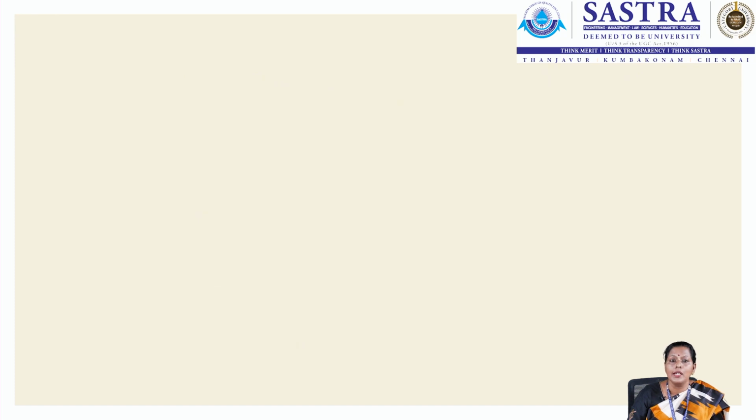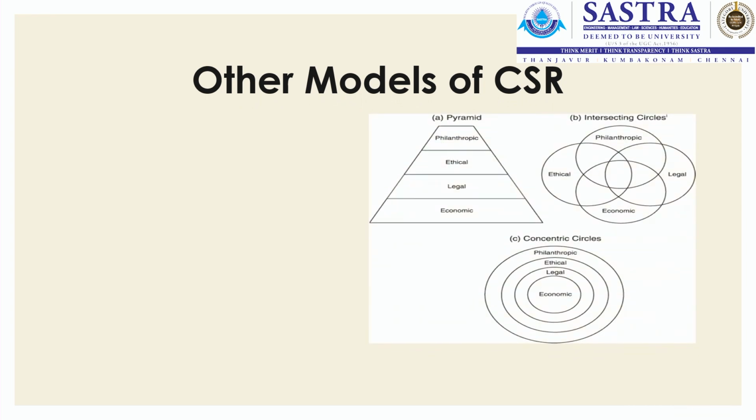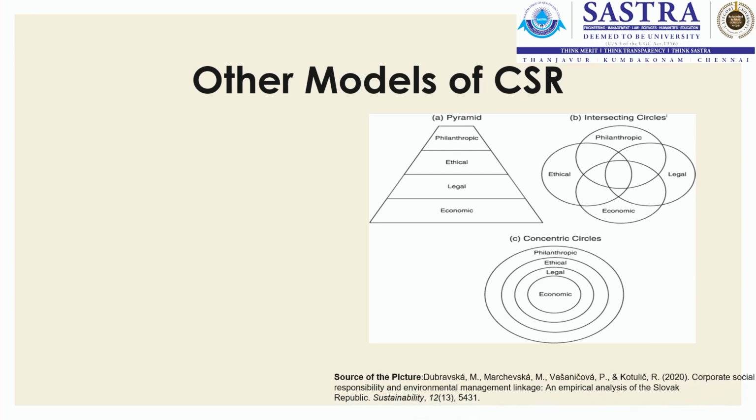Next, let us look at the other models that we have in corporate social responsibility. We are going to talk about the pyramid model that was given by Carroll. If we look at Carroll's pyramid corporate social responsibility model, we can see a pyramid with a hierarchy of different aspects of corporate social responsibility. We have the economic objective, the legal aspects, the ethical aspects, as well as the philanthropic aspects. This particular model arranges all these parameters in order of importance.